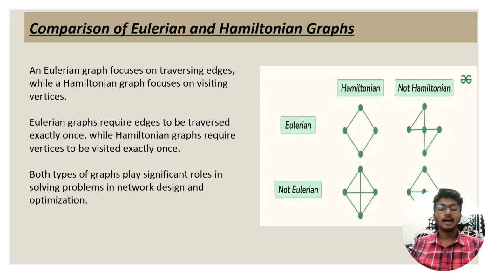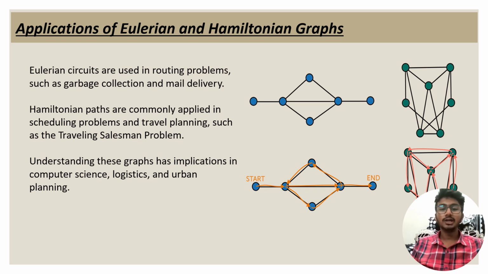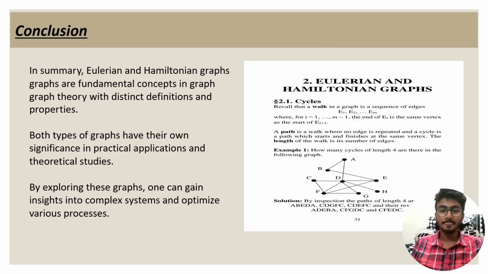Both types of graphs play significant roles in solving problems in network design and optimization. Applications of Eulerian and Hamiltonian graphs: these are some applications. Understanding these graphs has implications in computer science, logistics, and algorithms, where we generally use them.